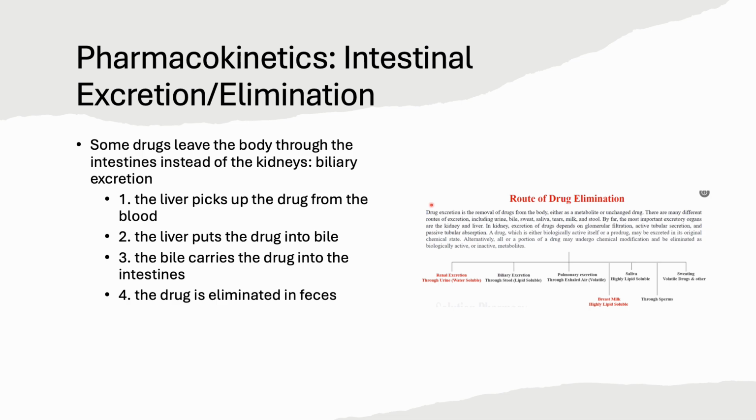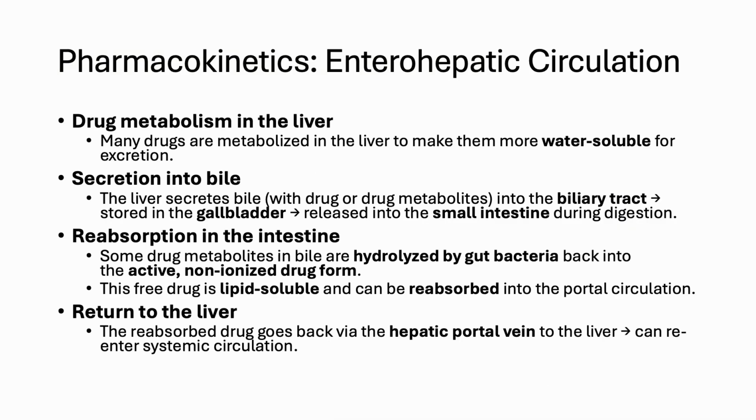So what happens here is that the liver picks up the drug from the blood, puts it into bile. The bile goes into the gallbladder. The gallbladder empties out into the small intestine, and then the drug is eliminated in feces. Just like the kidneys can reabsorb, so can the intestines, and that is called enterohepatic circulation. In the next slide, I have a flow chart that explains both these kinds of circulation, but let's just go through this slide first.